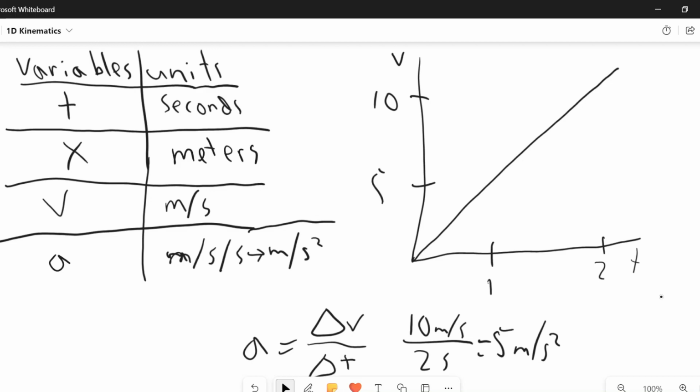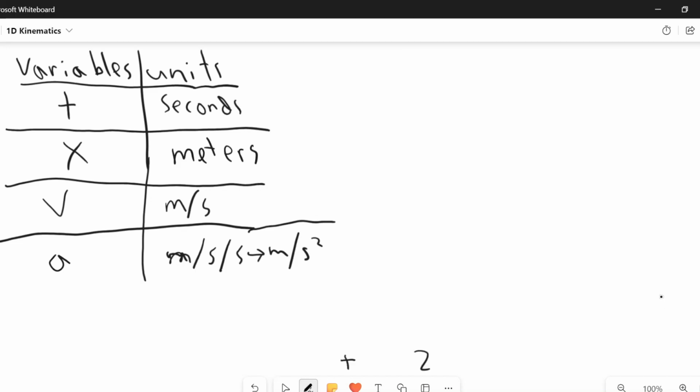So, now that we know these 4 concepts, now we have to know the relationships between these variables. And these are known as the big 3 kinematics equations. So the first one is as such. v equals v naught plus at. So this relates the final velocity to the initial velocity, which is represented as v naught, or v with a little 0, plus the acceleration times the time.